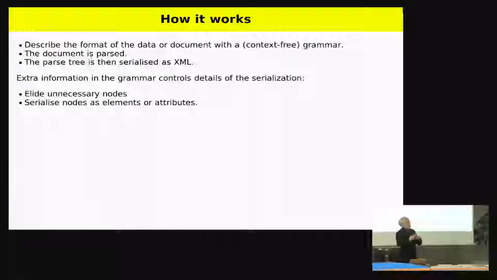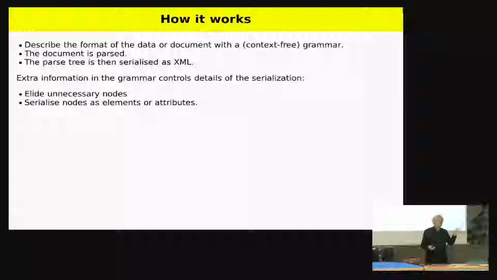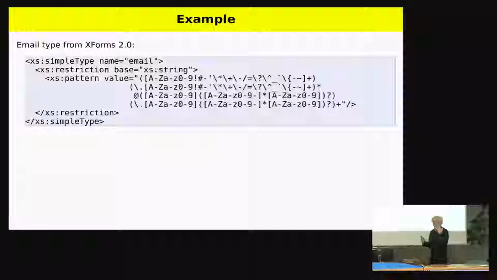It works by you providing, or there being provided, a format of the data or the document as a context-free grammar. The document is then parsed using that grammar, and then, of course, you get a parse tree out of it, which gets serialized as XML. The grammar has small extra additions that allow you to control that serialization, so you get something that's not too enormous out of it. So just to give you a necessarily small example, this is the definition of the email type in XForms 2.0, which I've also had to break up into lines just to make it a bit more readable.